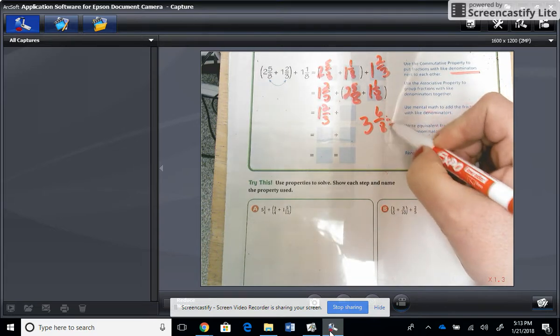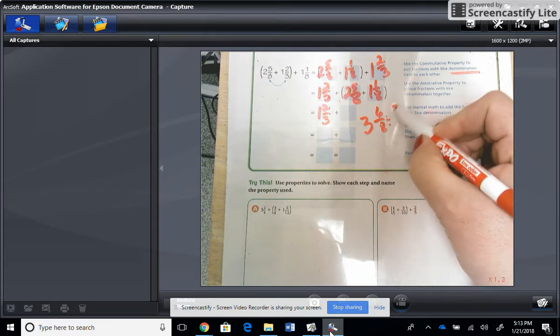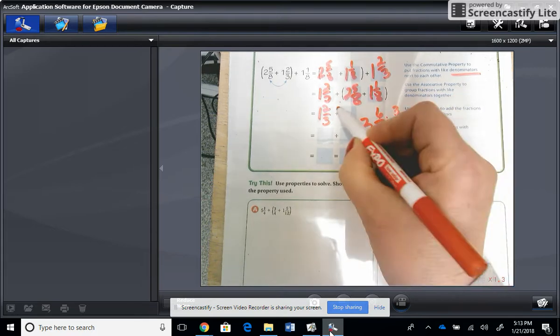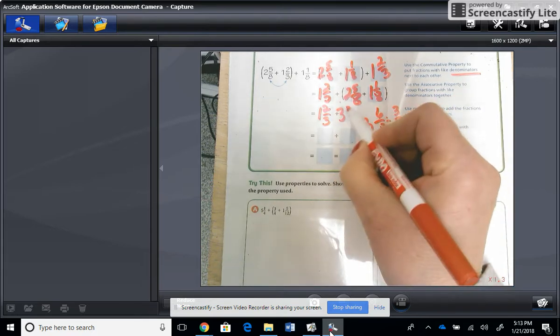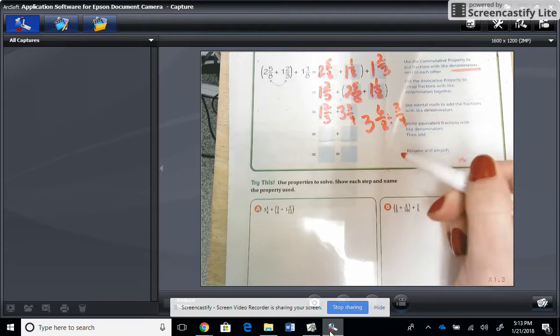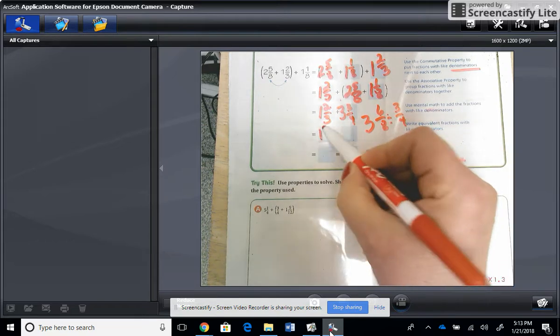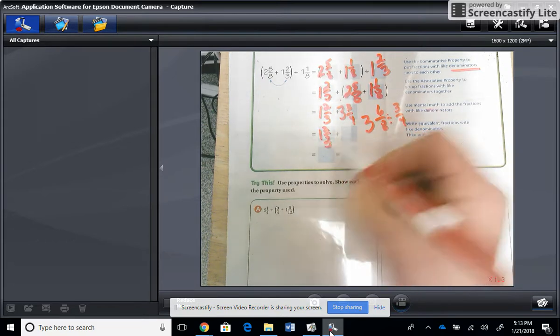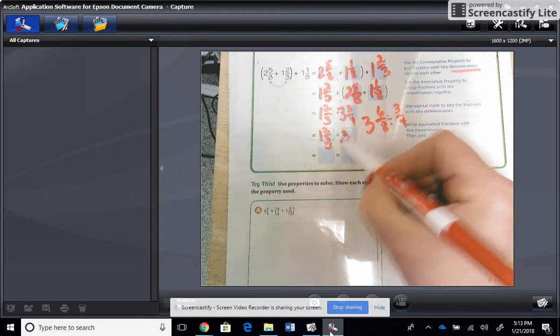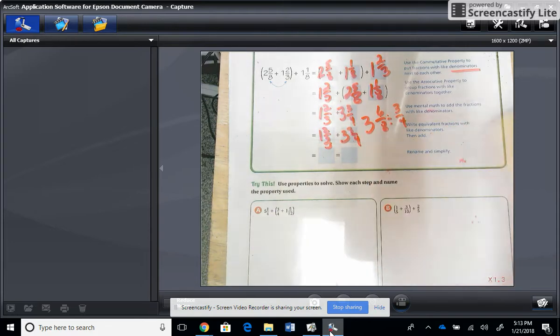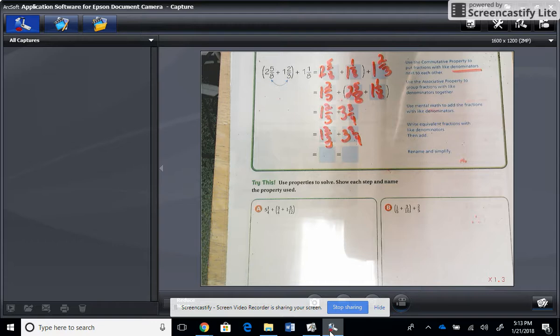I'm going to simplify that. I can divide them both by 2, and I get 3/4. So I'm going to put 3 and 3/4 here. Now, what do I have to do? I have to add 2 and 2/3 plus 3 and 3/4. So I'm going to do that.